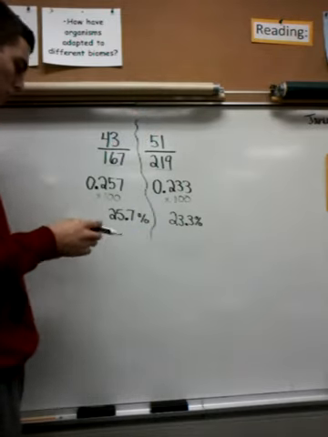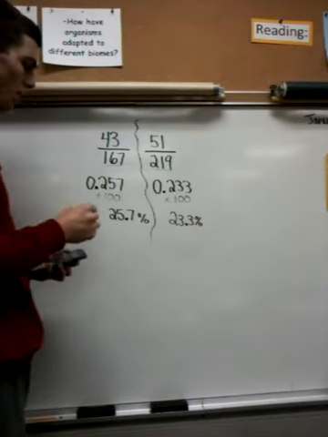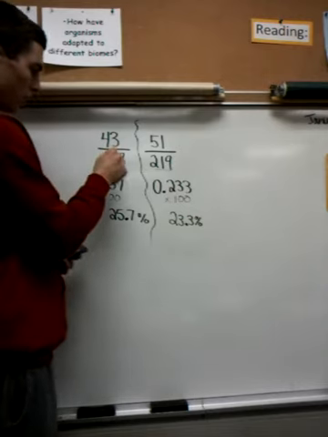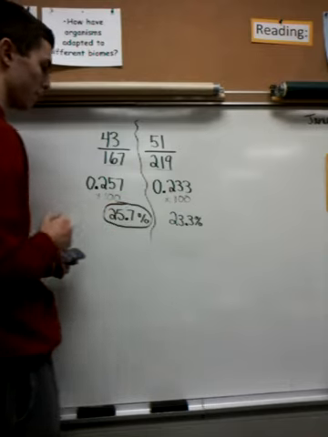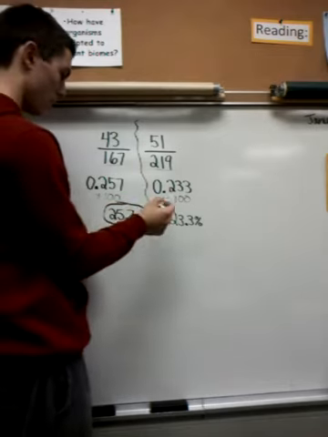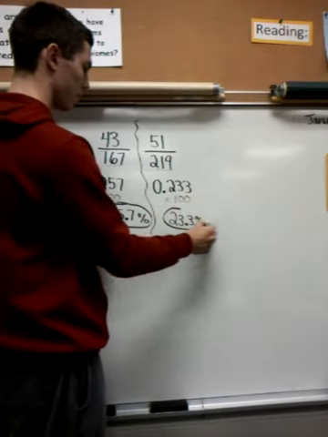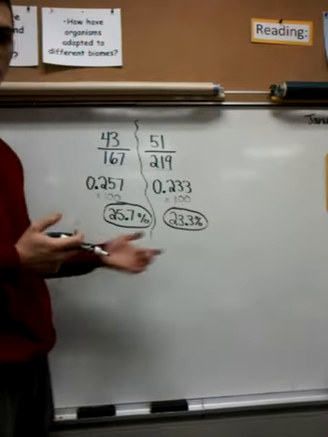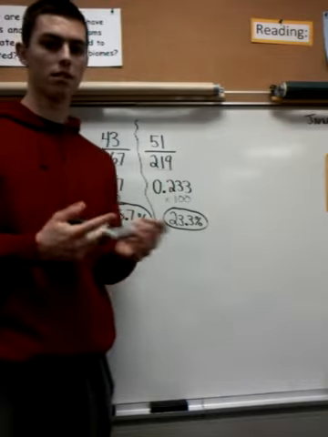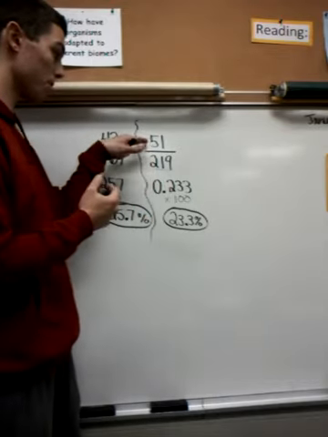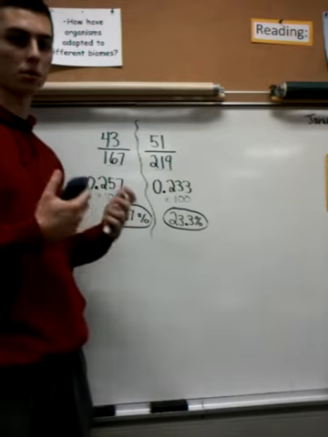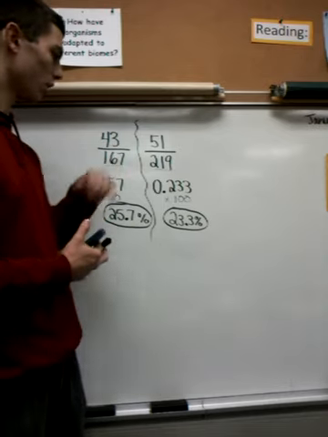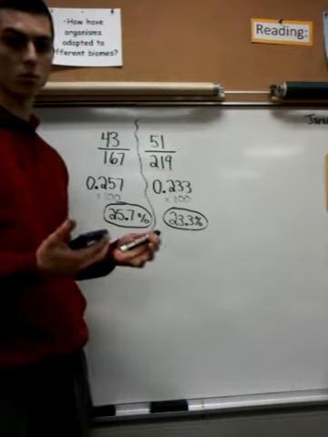Alright, so what this tells me is Tanya's portion of what she earned that she spent was 25.7%, and Juan's was 23.3%. Okay, so Juan spent more total money. He spent $51 versus $43, but the percentage of what he spent from what he earned was less than what Tanya spent.